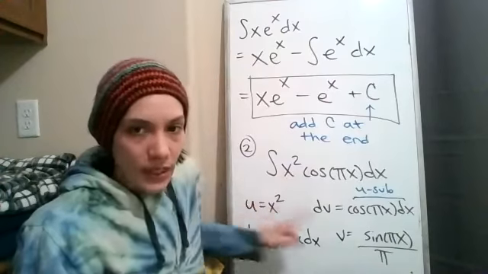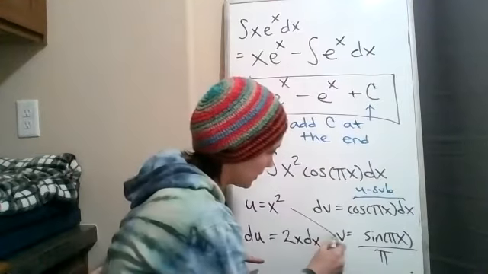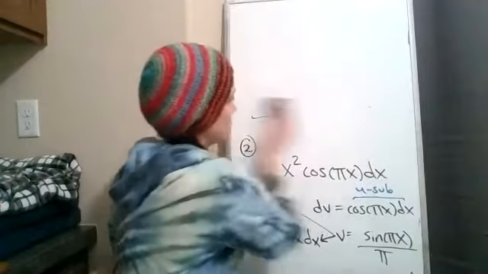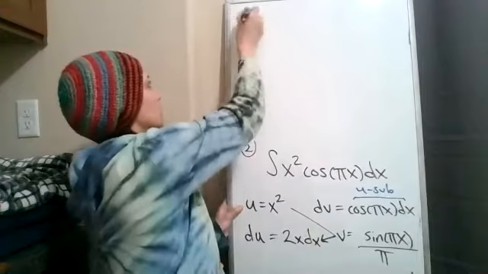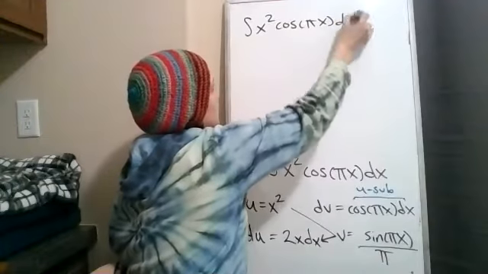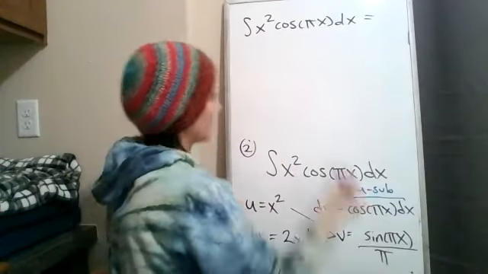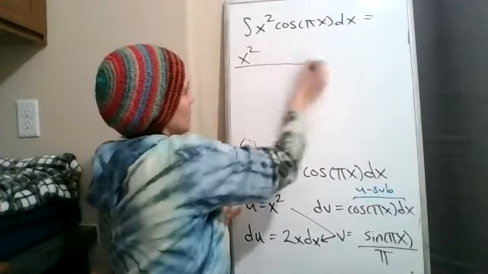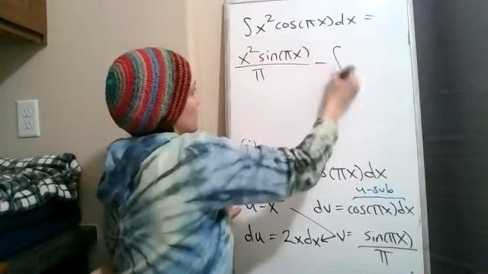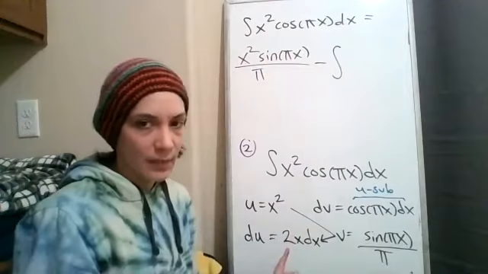We go u times v, subtract the integral of v du. Here times here, minus this integral. So x squared over pi times the sine of pi x, minus the integral of sine of pi x over pi times 2x dx.